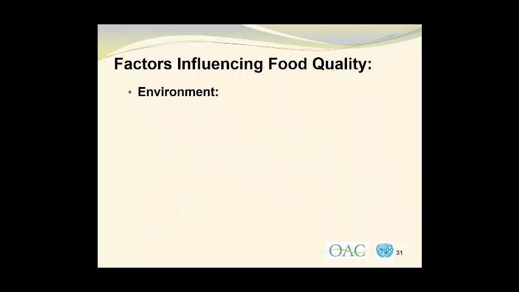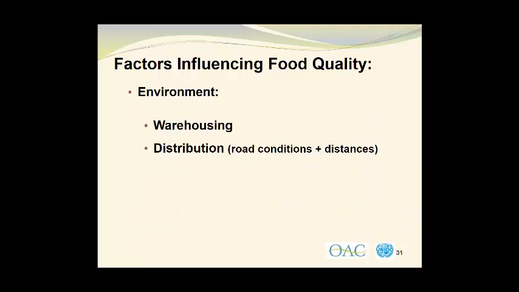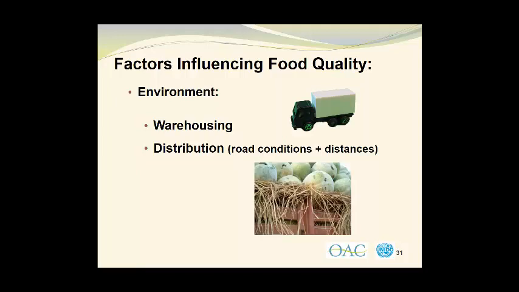We can also take a look at the environment. That includes warehousing and the distribution of the material over different conditions of roads and extreme distances. Here you see an example of melons piled extremely high on the back of a stake truck. In order to prevent the melons from being damaged by the side rails, they've actually put straw along the side. And after being carried over long distances on bumpy roads, the quality of many of these melons was diminished.